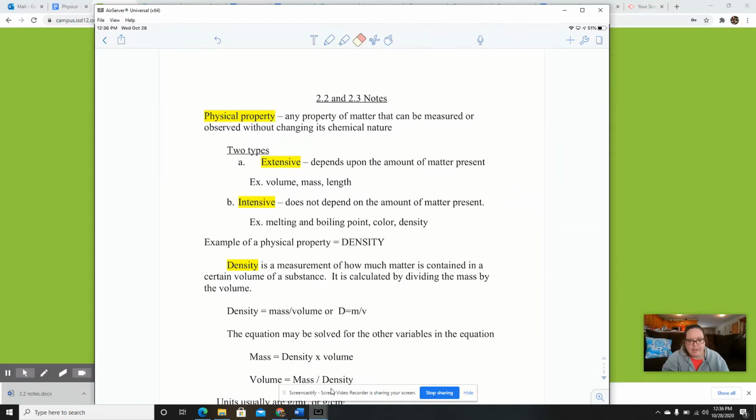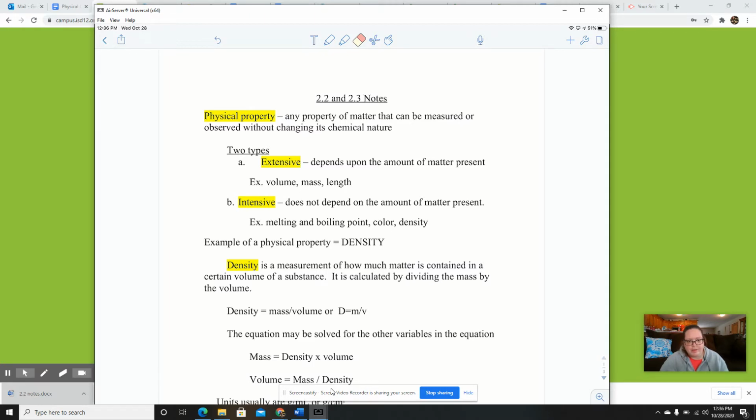Greetings, everybody. Today we are going to spend time talking about section 2.2 and 2.3 in your textbook. So let's just go ahead and get this started. We're going to start off with physical properties.